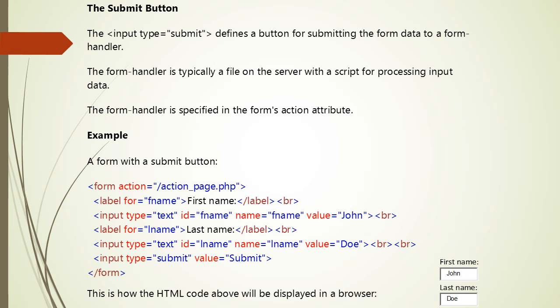Consider one example with a submit button. Form action, and you are giving the two fields, first name and last name. Label for equals f name, first name, slash label, then input type as you have defined for first name, and the same way for last name, then input type equals submit. So your output will look this way.